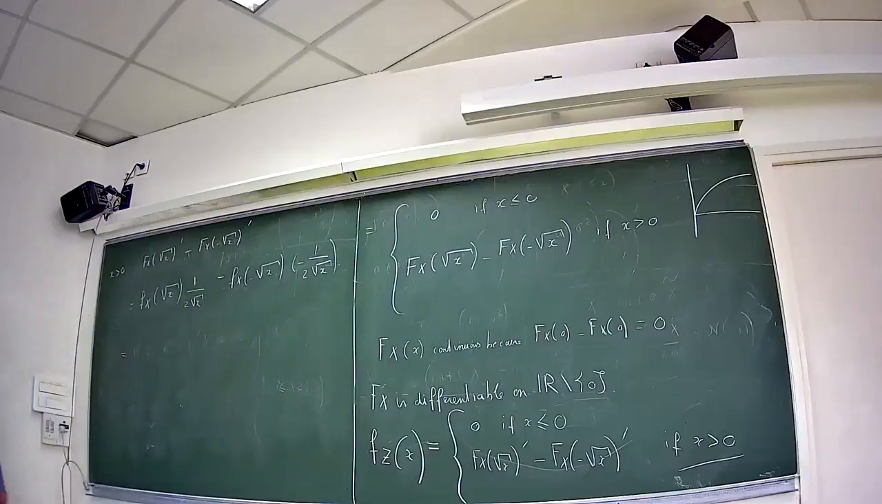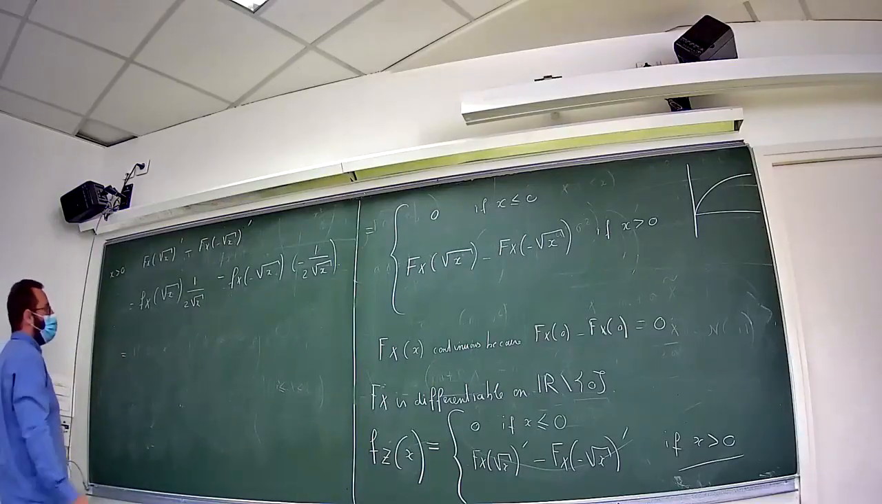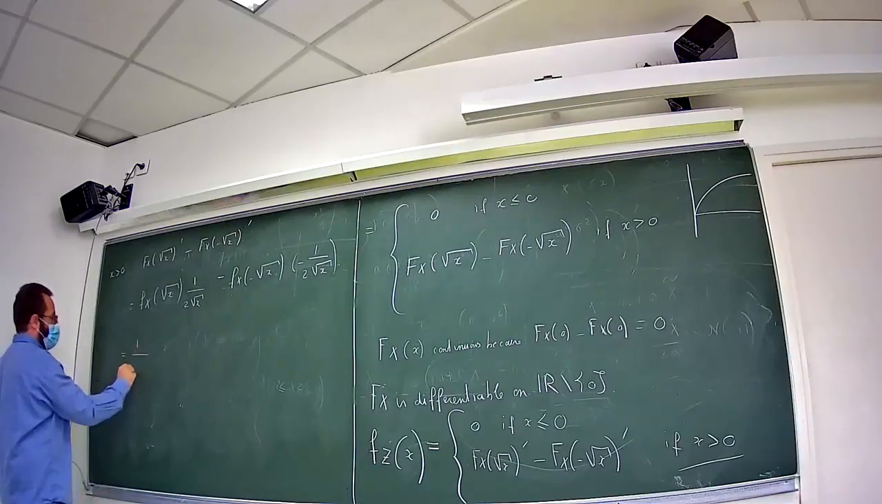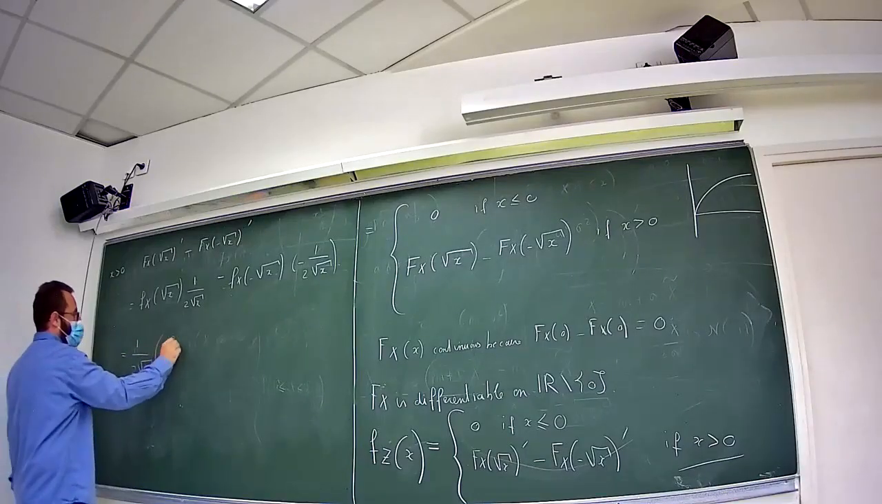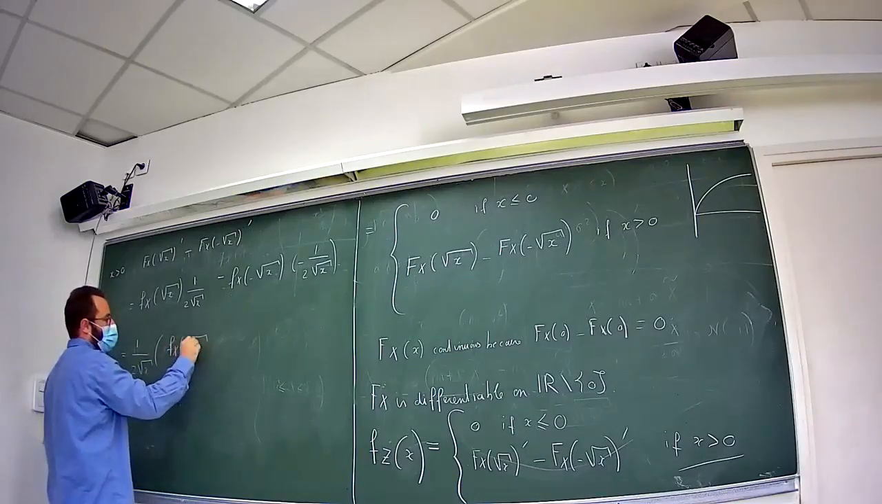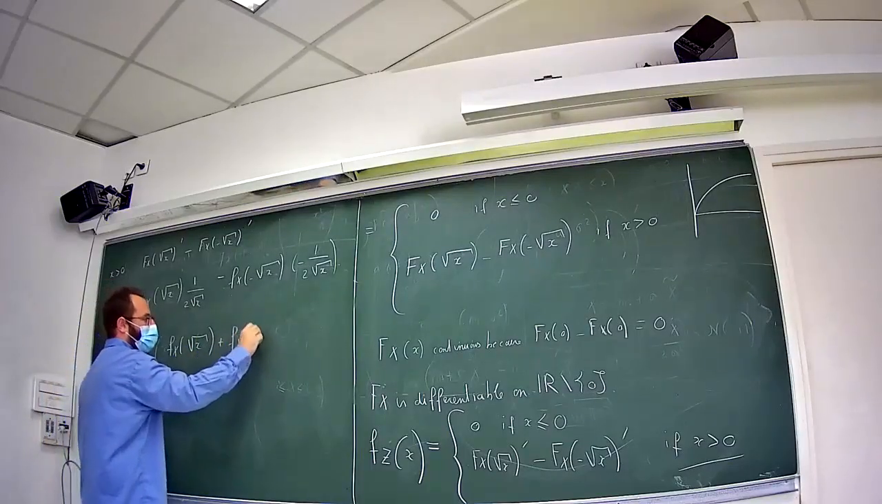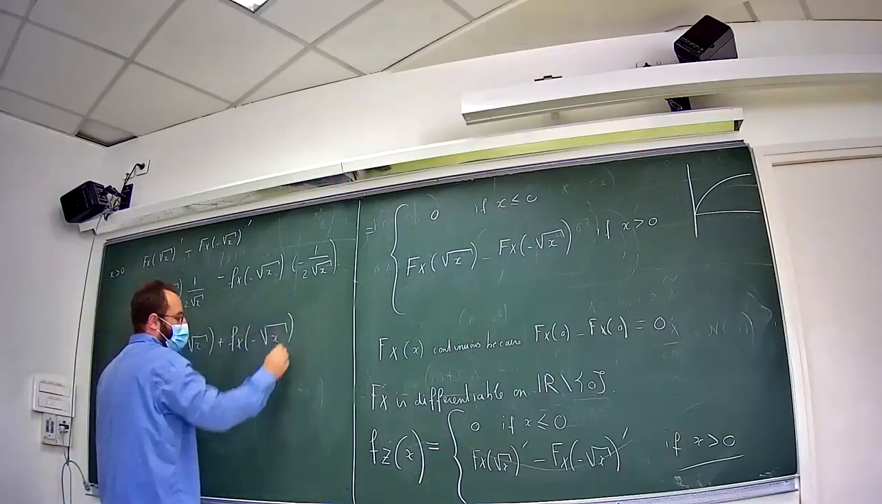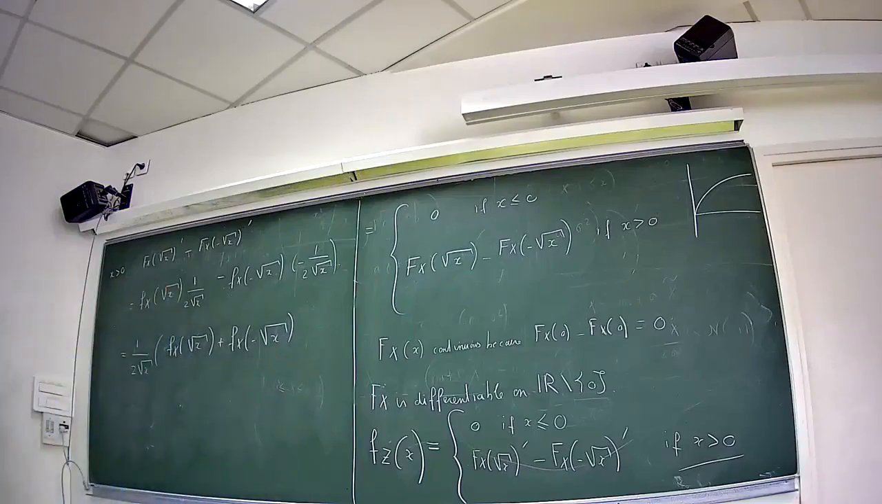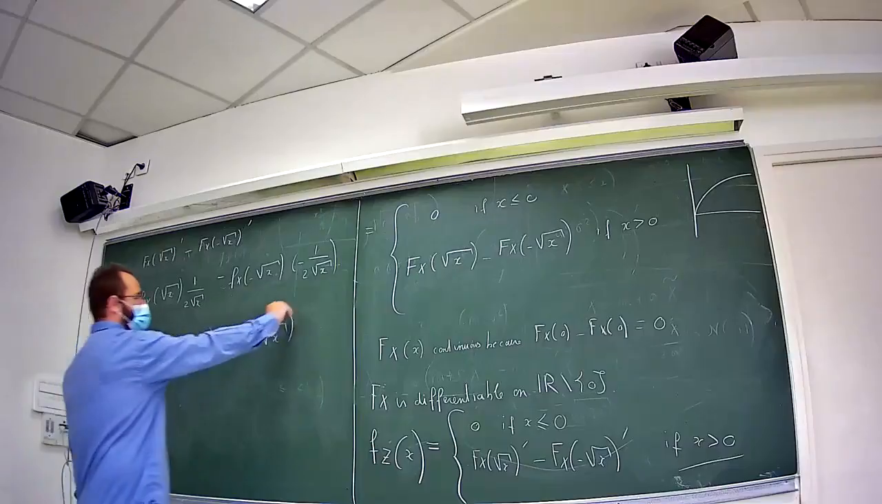At the end, I can write the things in the following way. It is 1 over 2 the square root of x, times the density of x at the point square root of x, plus the density of x at the point minus the square root of x. Just put into factor: I have a double minus here and here, so I have a plus here. And I have to close my parentheses.